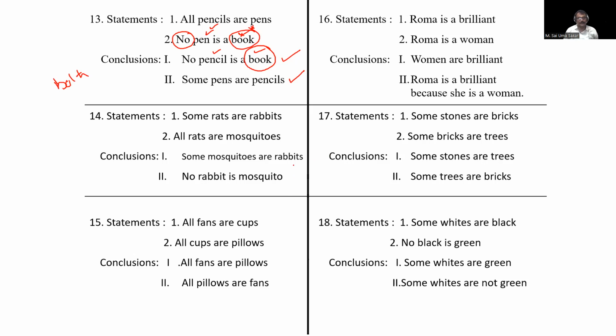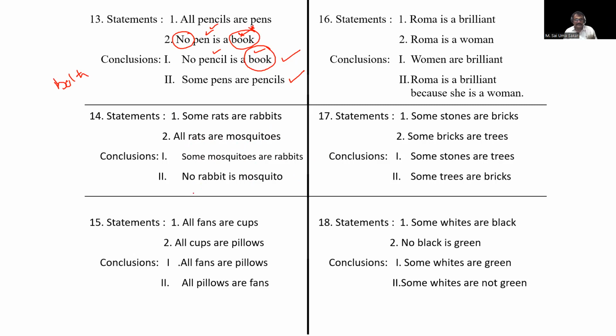Next, the 14th one. Some rats are rabbits. That means some rabbits are rats, not there. All rats are mosquitoes. Some rats are mosquitoes, some mosquitoes are rats, not there. Leave it. So there is no immediate inference for the 14th one.